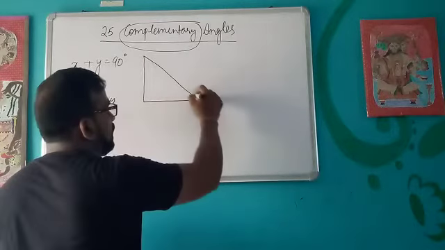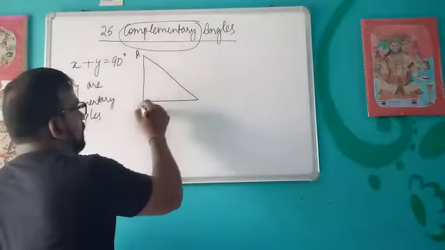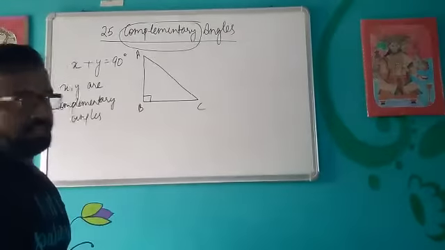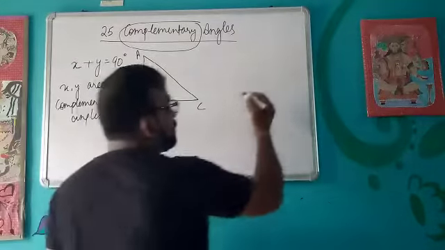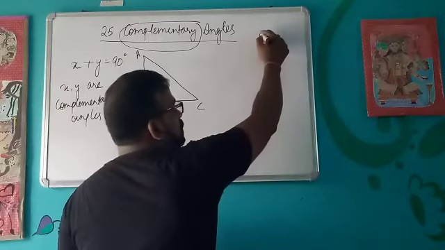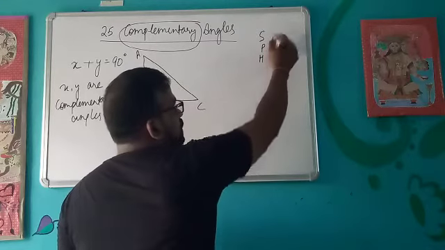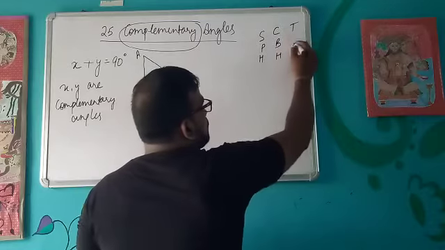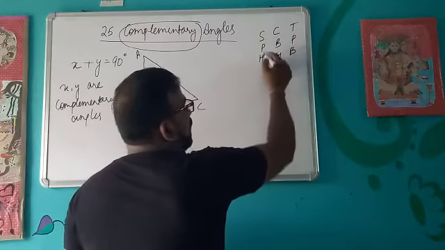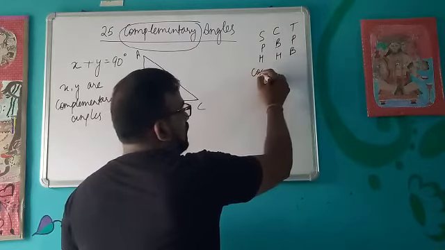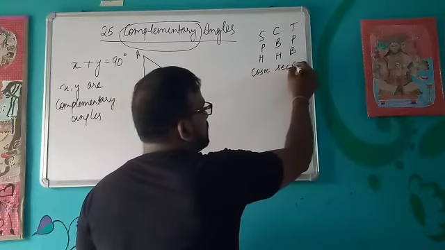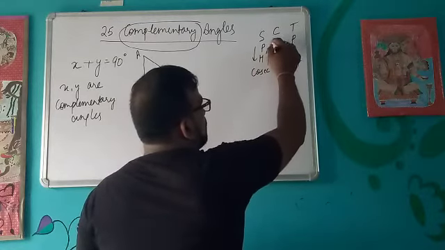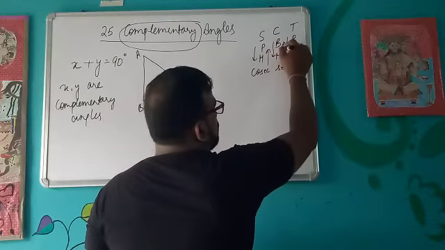Now suppose I have taken a triangle A, B, C, and suppose this angle is 90 degrees. So before starting, let's have some review. What was sine? P upon H. What was cos? B upon H. And what was tan? P upon B. And this is cosec, this was sec, and this was cot. If you go like this and like this, remember this, and we will use this very frequently.